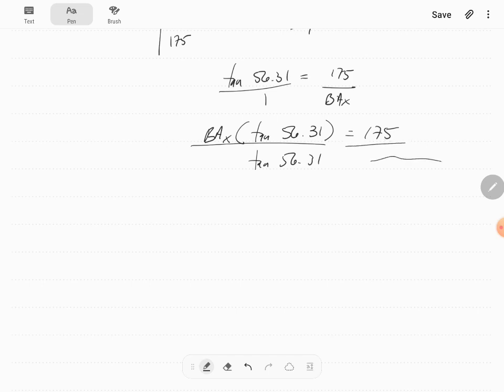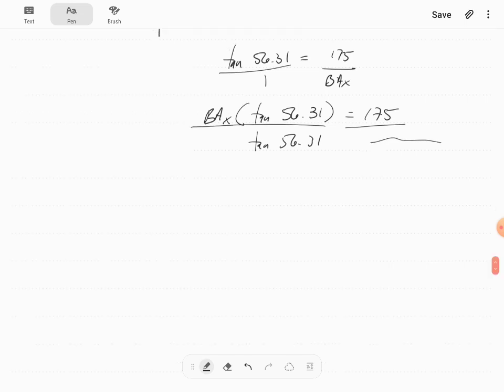Blah, blah, blah. I don't want to write it again. So 175 divided by the tangent of 56.31 in the calculator tells me BAX has a positive 116.7 pounds of force. Now it's positive, it's X, therefore it points to the right.